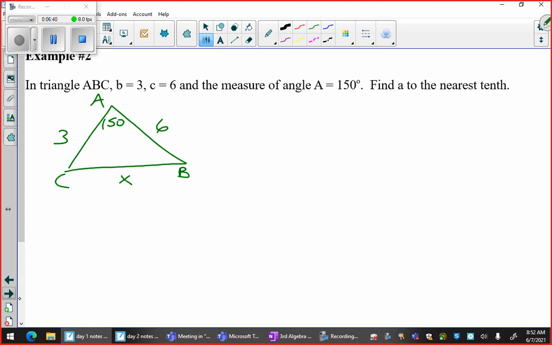Okay. One, I label my triangles. Two, after I do that, I ask, what do I have? If we were doing triangle proofs from last year, oh, look at that, I have side, angle, side. Side, angle, side is law of cosines. So let's write that down.